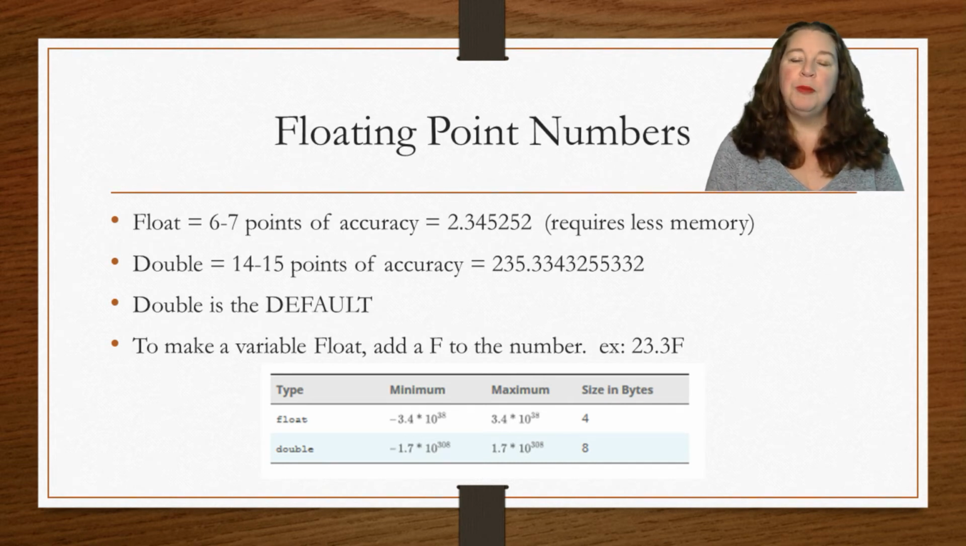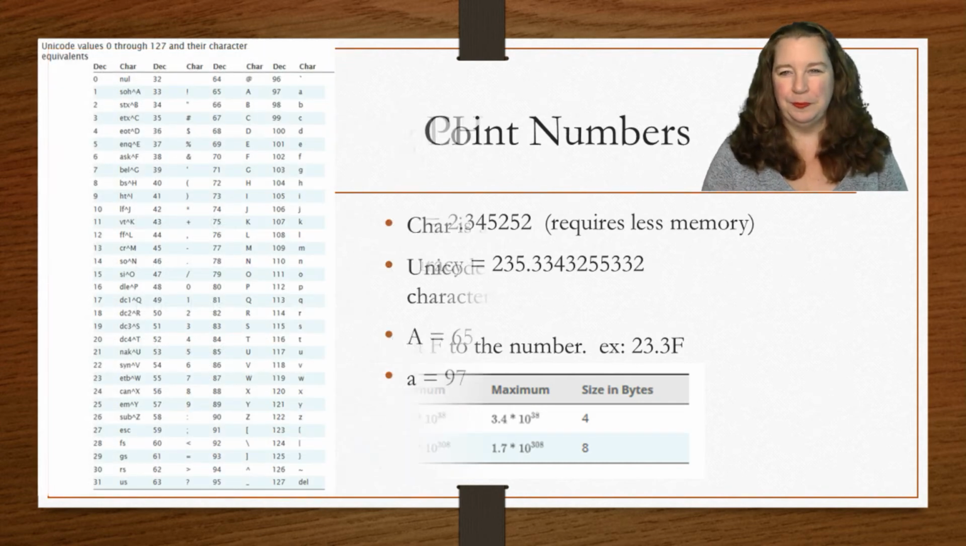If you want to make a number a float, so you want to use less memory, you need to put an F, a capital F, after the number. So 23.3 with an F after it will be a floating point number as opposed to a double. And you can see the different values of what can or cannot exist to which decimal place. Again, it's just 4 and 8 bytes, but how many decimal places will it allow you to go to? These are going to be your floating point numbers.